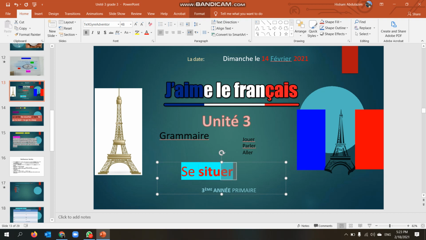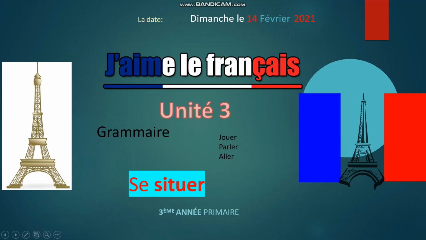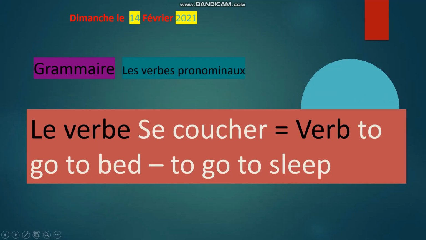The verbs that end with ER are verbs of the first group, except aller, which is irregular, but this is something we have already seen before. So today's lesson is about les verbes qui commencent par se, the verbs that start with se. Okay, let's move to the second page.